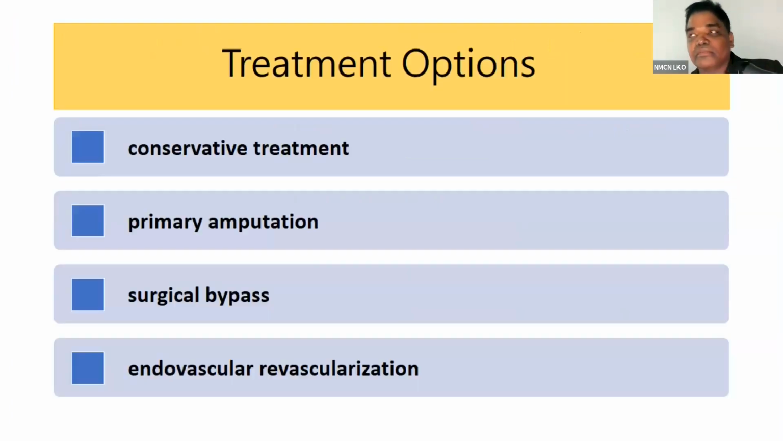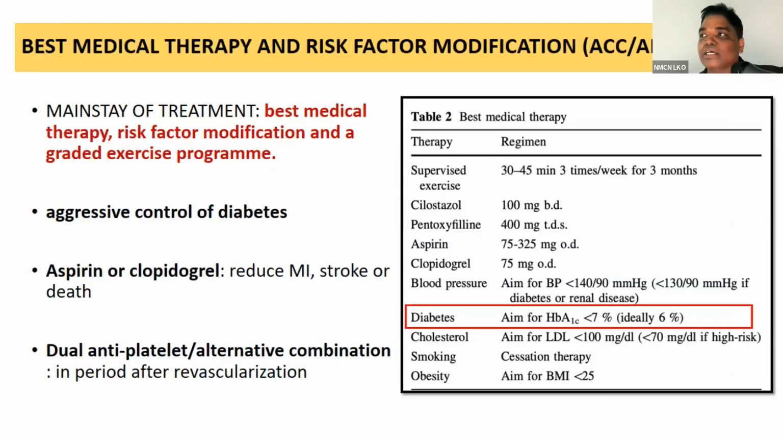The treatment for diabetic foot ulcer comprises conservative management, primary amputation, surgical bypass, and endovascular revascularization. The mainstay of treatment is always medical therapy. The best form of medical therapy available should be given. Patients should be given supervised exercise. They can be given antiplatelet drugs like cilostazol, aspirin, and clopidogrel, and vasodilators like pentoxifylline. We should also manage diabetic control, keep a low cholesterol level, ask the patient to stop smoking, and try to control their obesity.